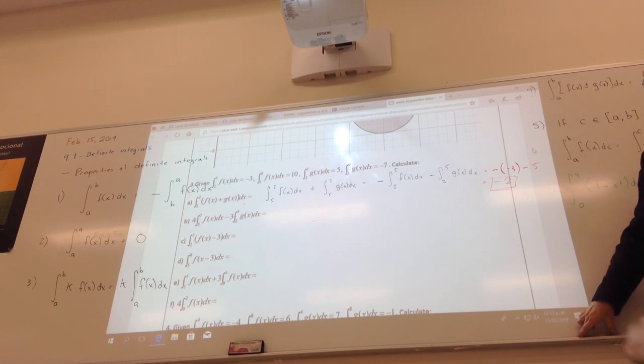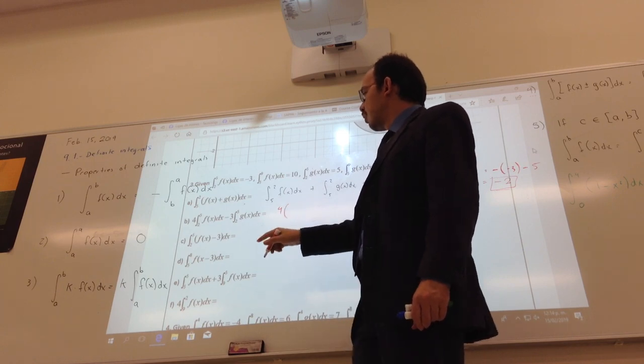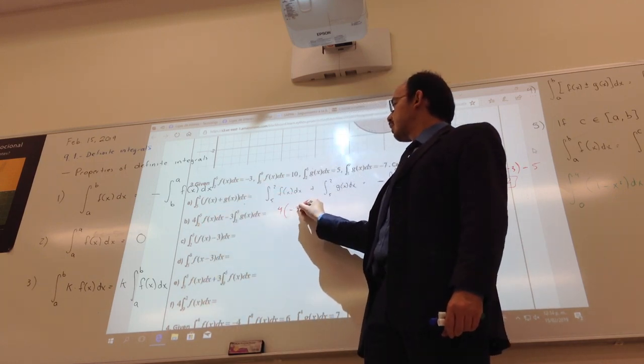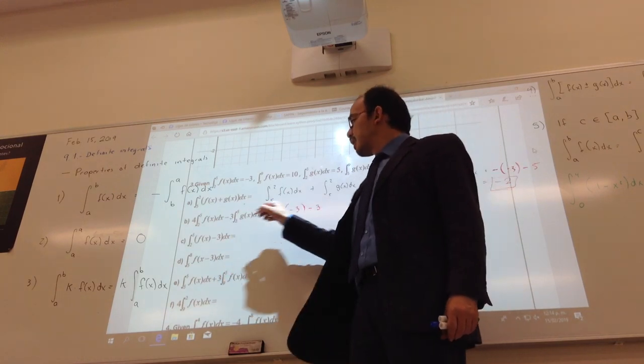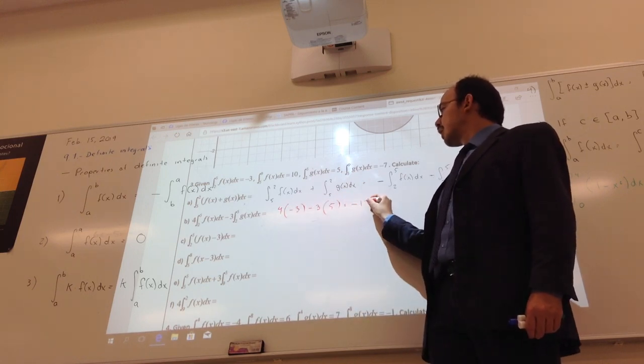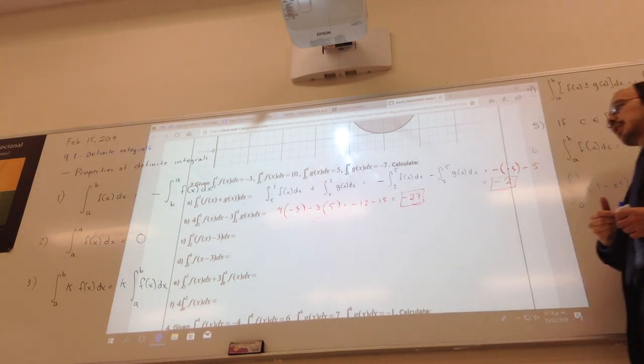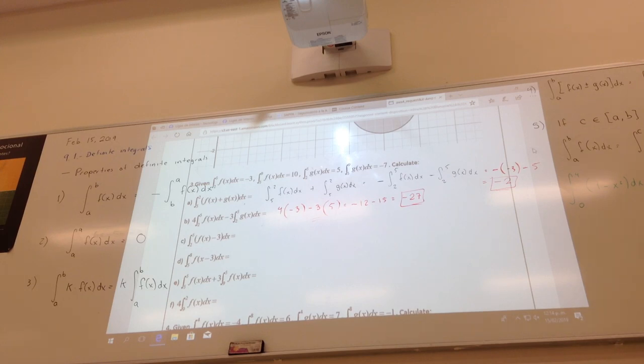Letter B. It says 4 times the integral from 2 to 5 of f of x dx minus 3 times the integral from 2 to 5 of g of x dx. Just multiply the numbers. You already have the coefficient, which is 4, times the solution of this integral, which is minus 3, minus 3 times the solution of this integral, which is 5. So, minus 12 minus 15 equals minus 27. That's my solution. Okay so far? Yes. So we're just applying the properties to solve the expressions. We don't need to integrate anything here.